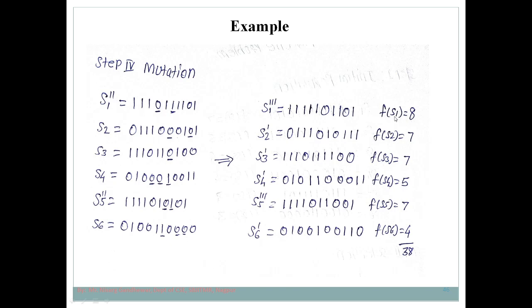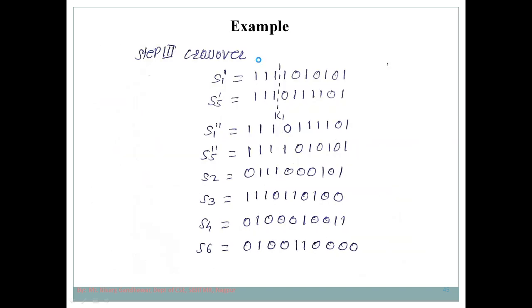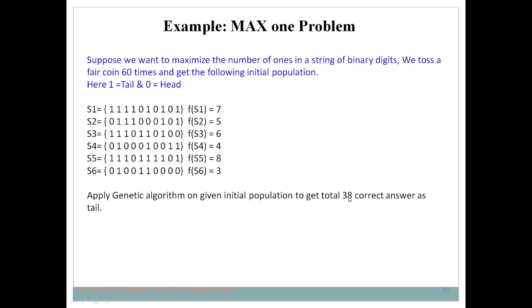Now again we have to check the fitness. We need to calculate it. Now we have calculated 8, 7, 7, 5, 7, 4. This is the fitness of each individual, and finally you have to take the sum. So in this case you find the sum as 38. That means your objective is what? You need to get the maximum number of 1s, which equals 38.